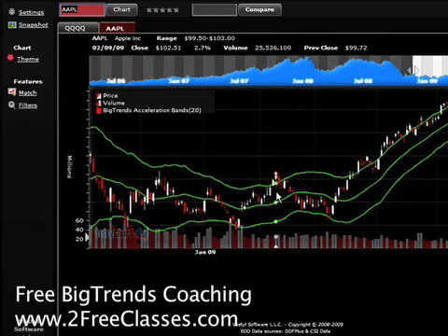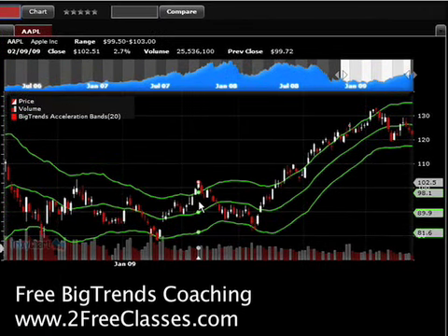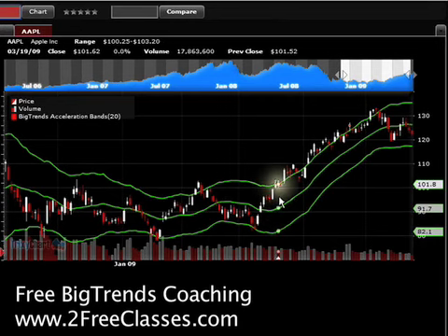Now, when do you get out? You need to base that on a very, very tight stop. If it doesn't work immediately, then get out. And we're mostly focusing on options here.